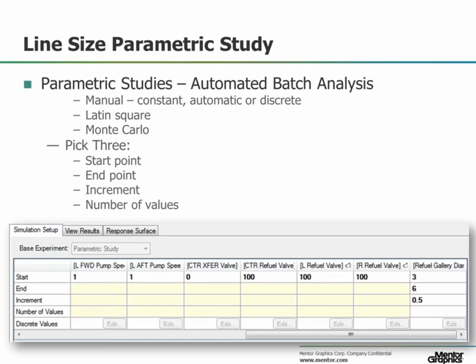With the automatic method, we have the option to select a start value, end value, and either a number of values or a fixed increment size, like the half-inch diameter increase we're going to use. Lastly, a total number of values is required. The way this works is that you simply pick 3 of the items and Flowmaster will determine the remaining one for you.